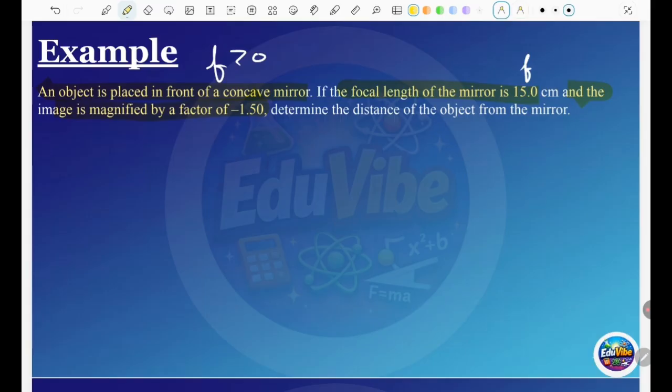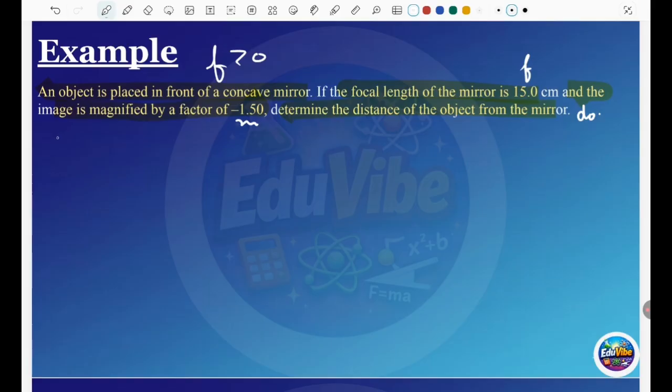So magnified means your magnification is given. But also this is a unitless quantity. So there is only one unitless quantity in your whole mathematical analysis. So this is your m. You have to determine the distance of the object from the mirror. So basically you have to find the do, which you get as positive, because do is always positive. So what you have to do? You have to find the do.